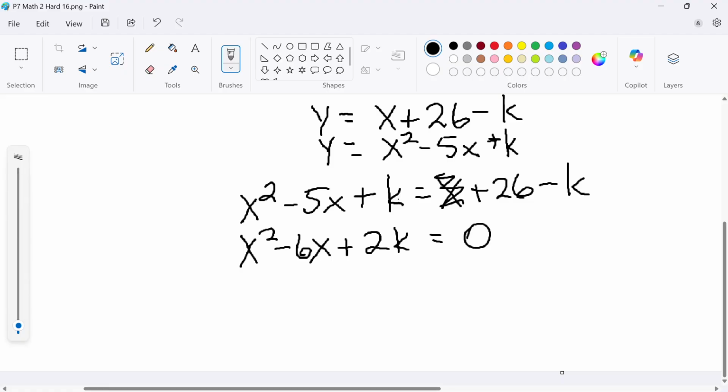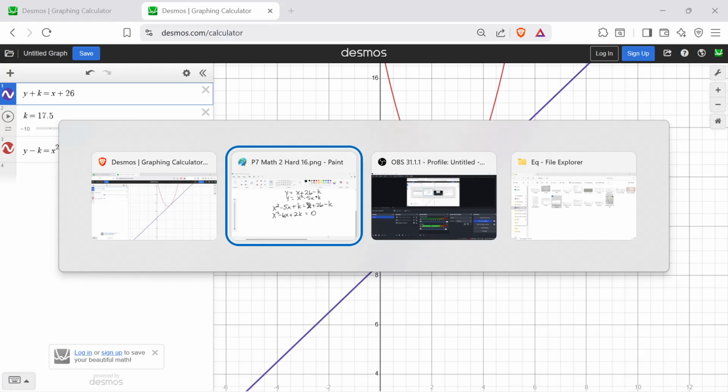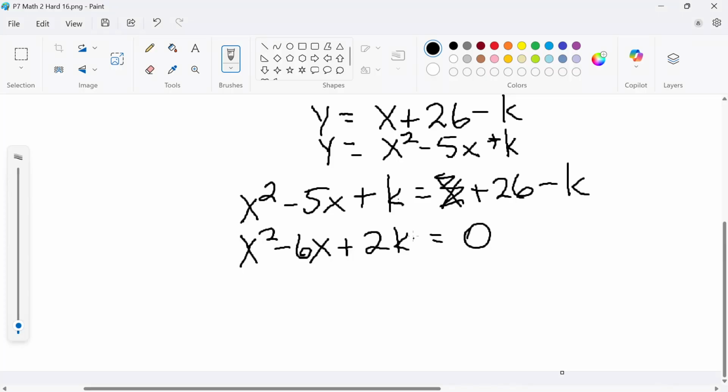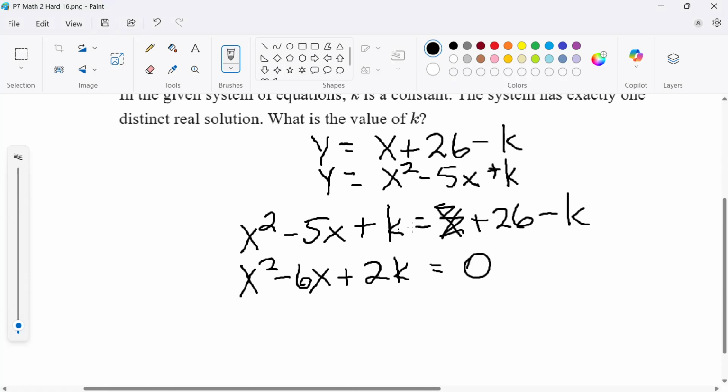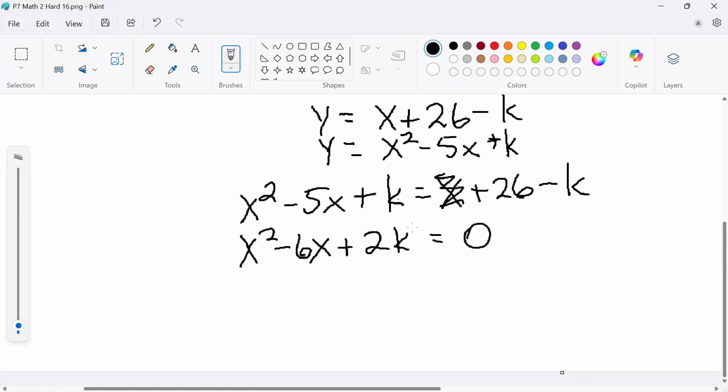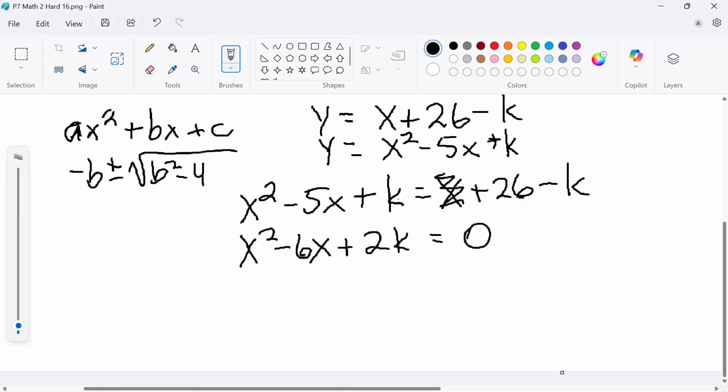And now how am I going to find out if that has one real solution? What does it say here? I want to get it exactly right. The system has exactly one distinct real solution. So when do I get one distinct real solution? Well, if you remember, in ax squared plus bx plus c, and I think you're probably getting more and more convinced that Desmos is the faster way to do this, you have the quadratic formula, negative b plus or minus square root b squared minus 4ac, all divided by 2a.